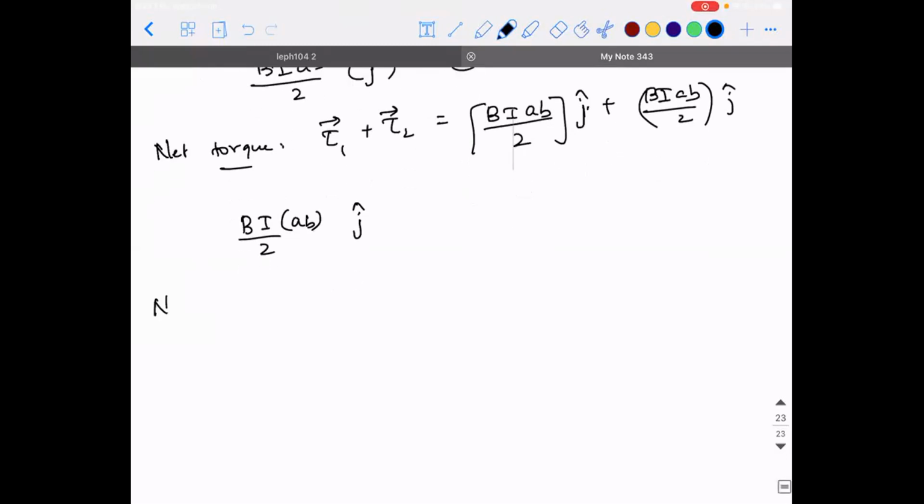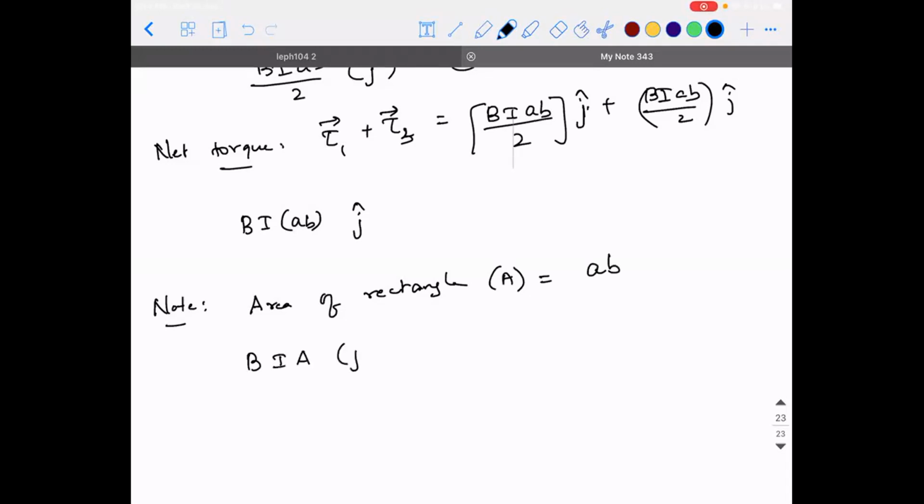Sir, one doubt: is it torque 1 plus torque 2 or torque 3? Torque 3. Thank you. It is torque 3 and the denominator 2 is also gone. So torque 1 plus torque 3 is this value. If I take the area of the rectangle as A, it is nothing but A into B. So I will get BIA in the direction of j cap as the net torque.